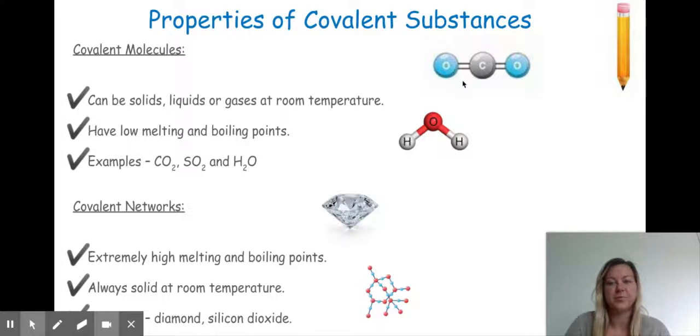So, two structures of covalent substances then. The first one is covalent molecules. Now this is another note I'd like you to take. It has a wee pencil on the top right hand side of the slide. That's how you know you have to take it as a note.